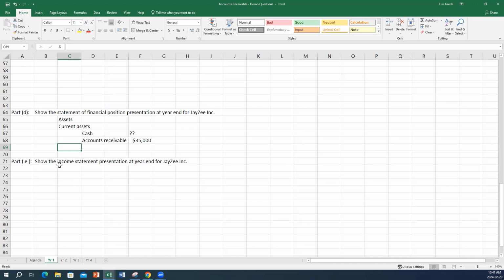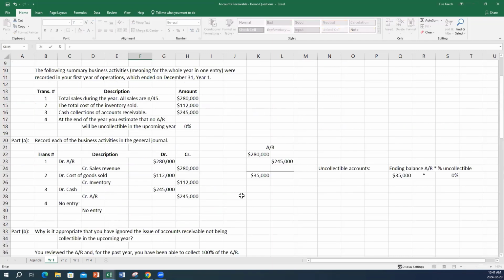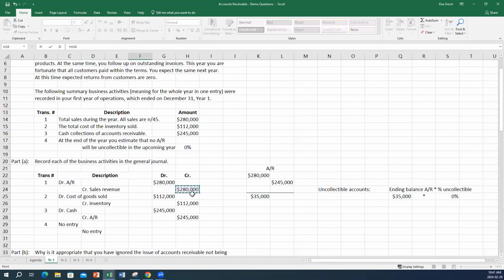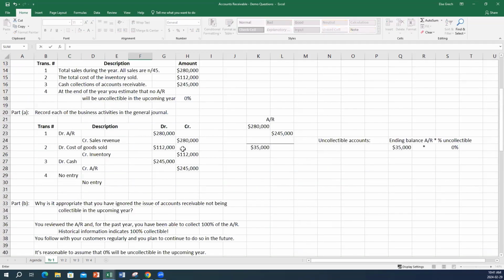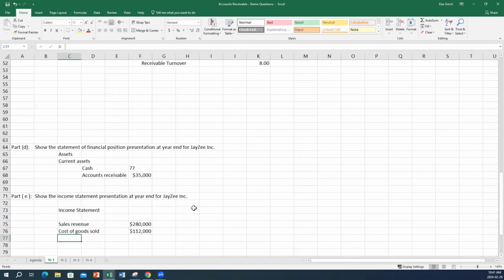Part E, show the income statement presentation at year end for JayZee. So on the income statement, and let's assume they're using a multiple step income statement, we would have sales revenue, and we know what that sales revenue is. That sales revenue is right up here, 280,000. We would have the cost of goods sold, and that would be the amount we have up here as the cost of goods sold, 112,000.